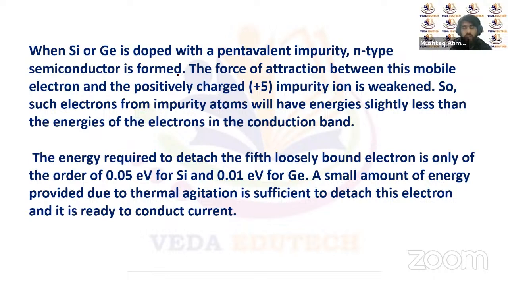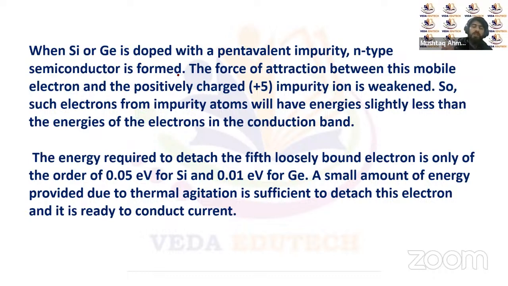So because of that, when the pentavalent impurity is added, we get free electrons. Such electrons from impurity atoms will have energy less than the energy of the electron in the conduction band. It means that these free electrons require very small amounts of energy. These are very loosely bound electrons, requiring energy of the order of 0.05 electron volt in case of silicon, and of the order of 0.01 electron volt in case of germanium.